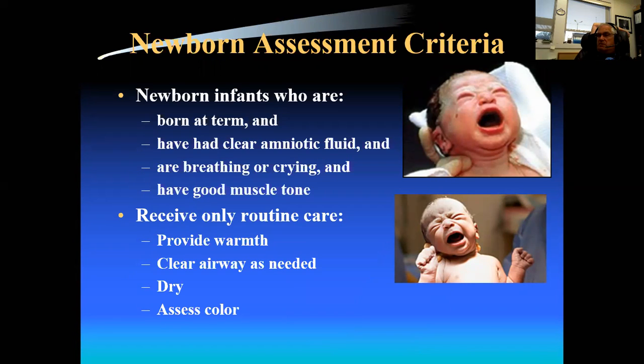If the newborn baby is born term, which again is 38 to 40 weeks, has clear amniotic fluid, and is breathing or crying and has good muscle tone, all you need to do, this is your 99.9% delivery. All you need to do is dry them, warm them, possibly clear their airway, but we'll talk about that in a second, and then go on with your assessment of their pulse and their skin color and stuff like that. Okay, so this is the vast majority of what we do, day in and day out.